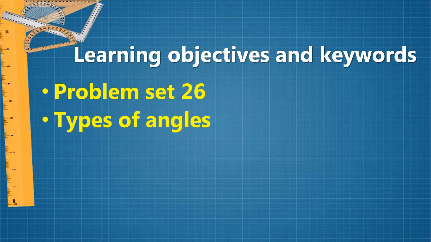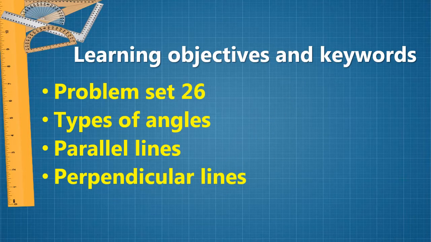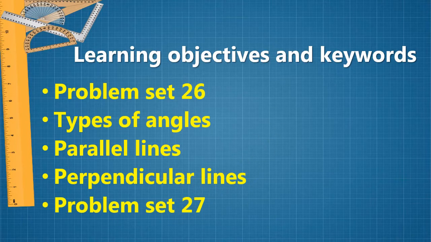Next, we will learn various types of angles, that is acute angle, right angle and obtuse angle, along with the examples. Then we will see what are parallel and perpendicular lines with some examples, and we will solve some simple examples questions based on parallel and perpendicular line.